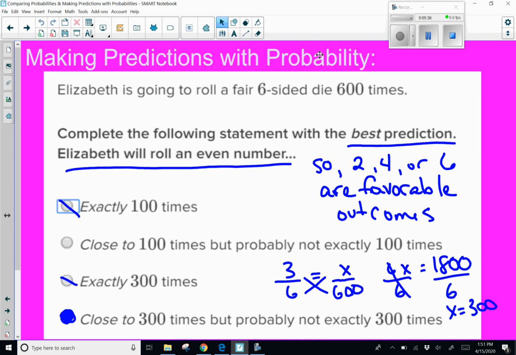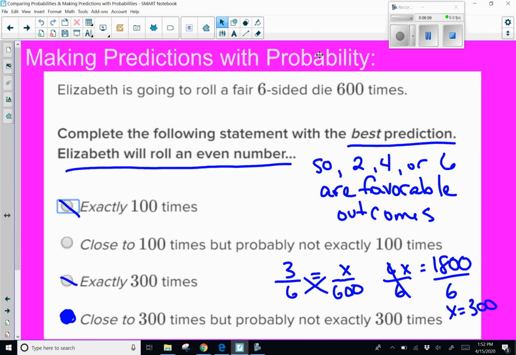Well, you can think logically. 3 out of 6 simplifies to 1/2. So if half the time you're going to get an even number, that means 300 times you'll get an even number. Or you can set it up like a proportion, like I have here. 3 over 6 equals x over 600. Find your cross products. 6 times x equals 6x, and 3 times 600 equals 1800, leaving you with x equals 300.